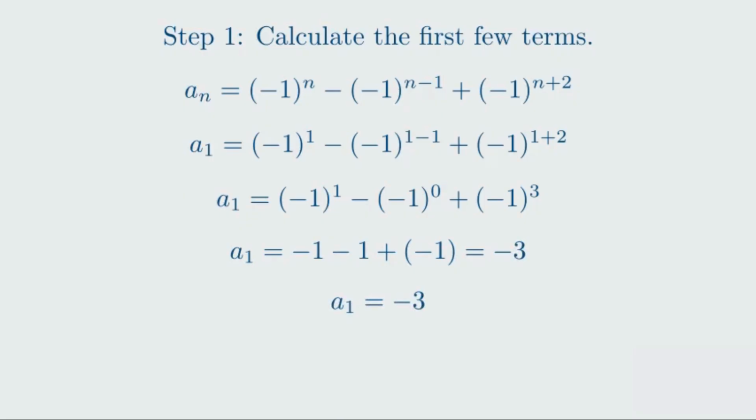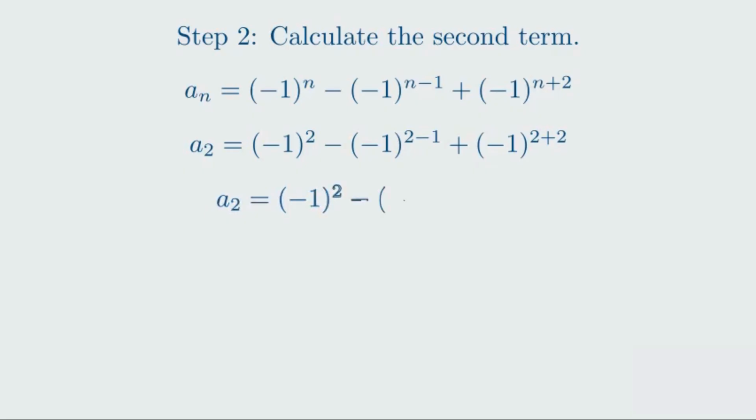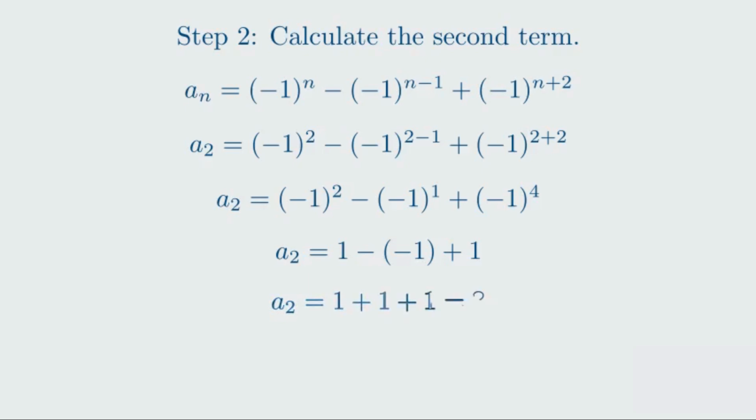Great, we found the first term. Now let's calculate the second term, a sub 2. Again, we'll use our formula, this time substituting n equals 2. This gives us (-1)^2 minus (-1)^(2-1) plus (-1)^(2+2), which simplifies to (-1)^2 minus (-1)^1 plus (-1)^4. Evaluating these powers, we get 1 minus -1 plus 1. 1 minus -1 is 1 plus 1, which is 2. Adding another 1, we get 3. So a sub 2 is 3.